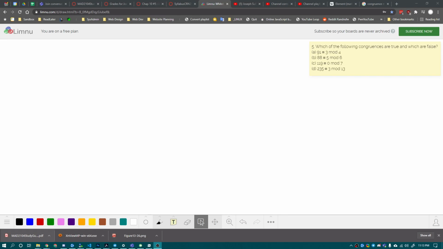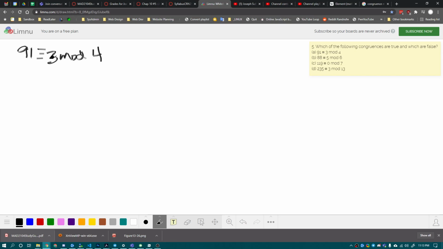Okay, this is study guide 4, problem number 5. And so we're being asked to determine which of these congruences are true and which are false. So we have 91 is congruent to 3 mod 4.